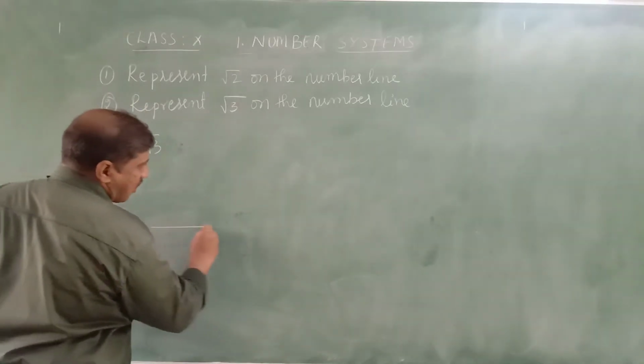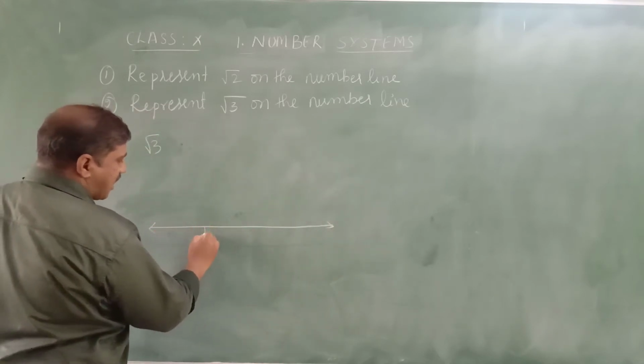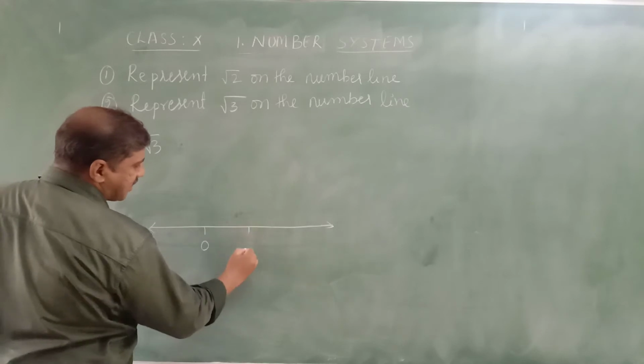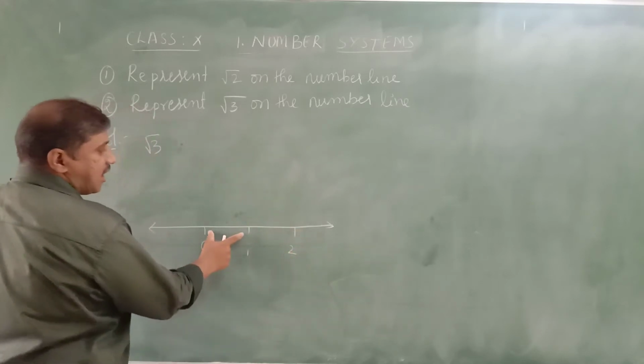For that, first draw a horizontal line. Take that horizontal line and locate 0, at equal distances of 1. And this is 2 units, 1 unit each.